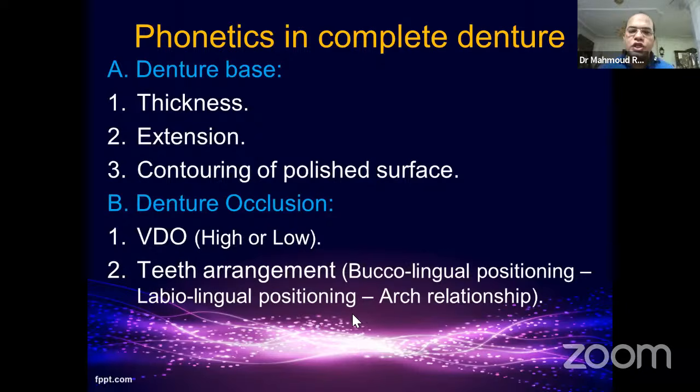Labiolingual positioning of anterior teeth is also very important in aesthetics, phonetics, and biomechanics. Arch relationship: if we have a skeletal class 2 or skeletal class 3 relationship, this means we have a small arch and a large arch, and this will lead to a huge horizontal overjet and an area of air escape that may affect our patient's phonetics.